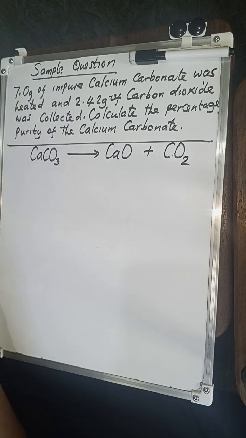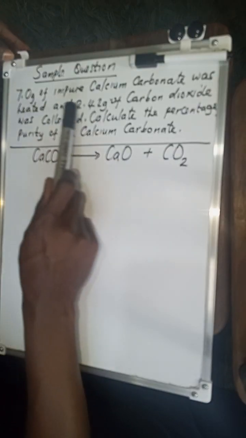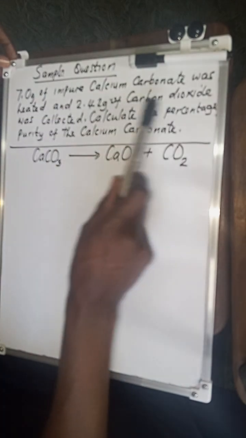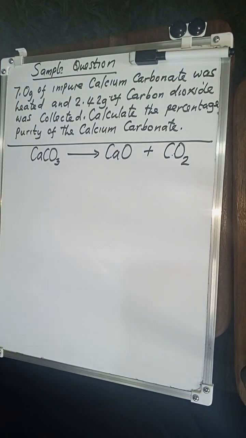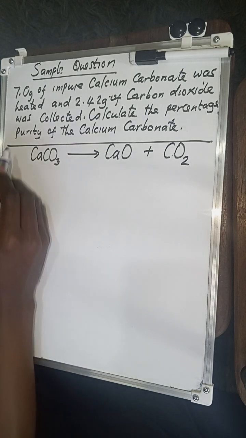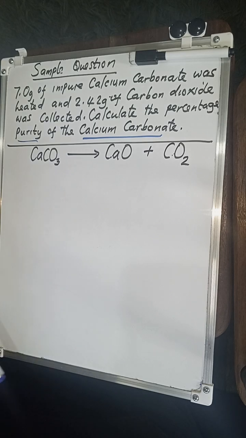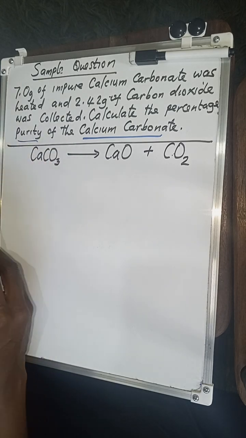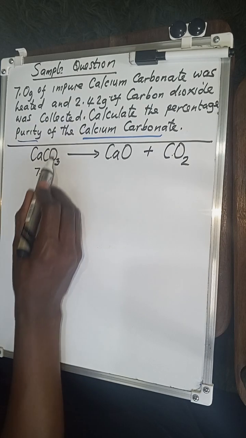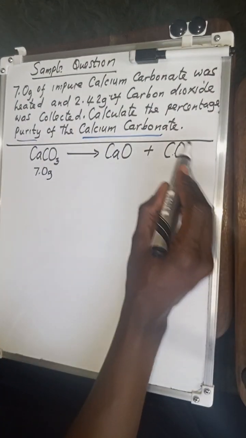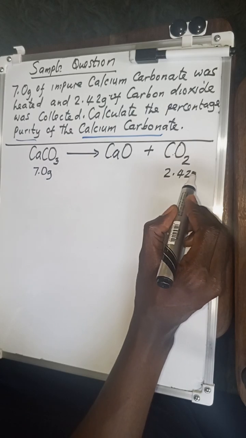The question was saying 7.0 grams of impure calcium carbonate was heated and 2.42 grams of carbon dioxide was collected. Calculate the percentage purity. So the question wants you to calculate the percentage purity of calcium carbonate. Now, what was the total mass of the impure calcium carbonate? It was 7.0 grams. When this was heated, the mass of carbon dioxide that was collected was 2.42 grams.